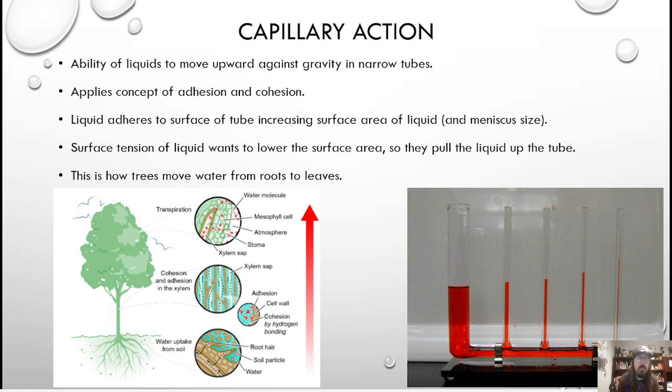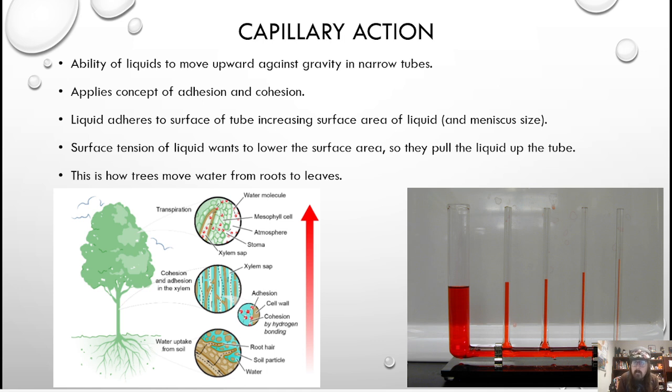And the third major thing is capillary action. This is another example of adhesion versus cohesion. It's the ability of liquids to move upwards against gravity, given narrow tubes. The idea is that as a liquid adheres to the surface of the tube, it will increase the surface area of the liquid, and so the meniscus will dip down further. Now, surface tension, by its very nature, wants to minimize the surface area on this air boundary. So it's going to start to pull the liquid up the tube. Instead of having a dipping meniscus, it's going to bring that up, and that's going to further allow the liquid to creep up the tube a little bit more.